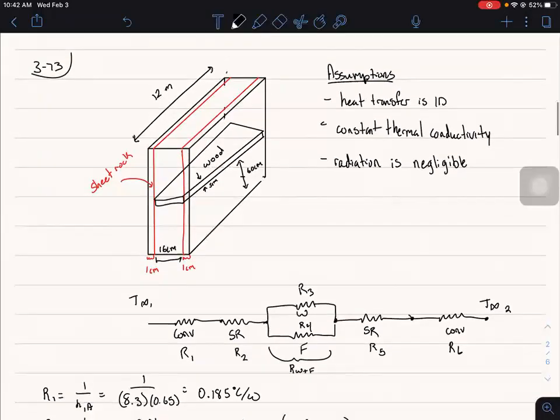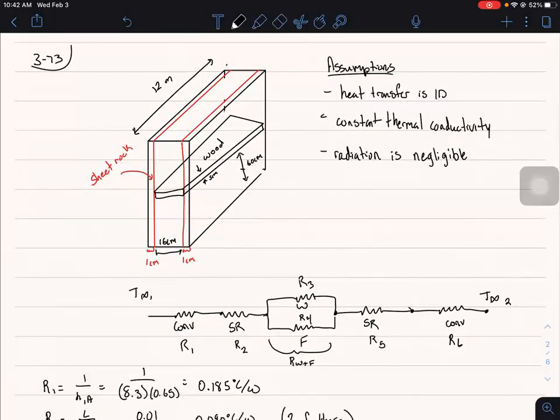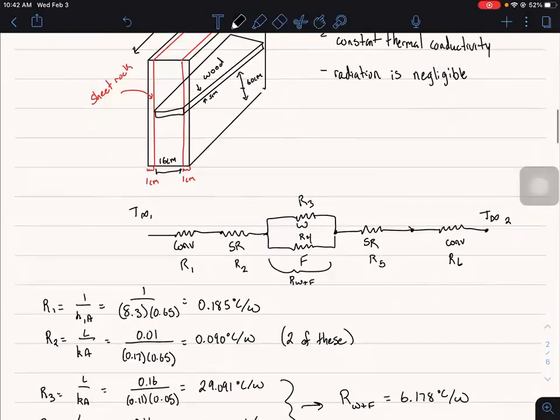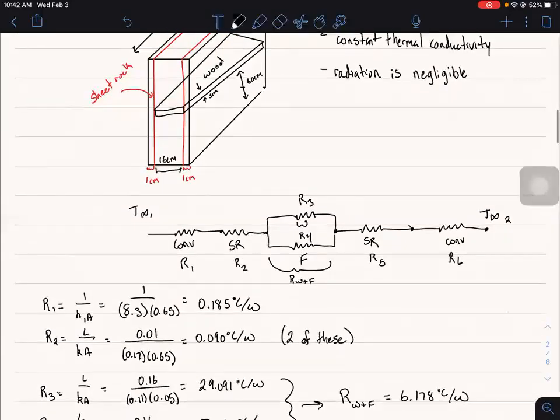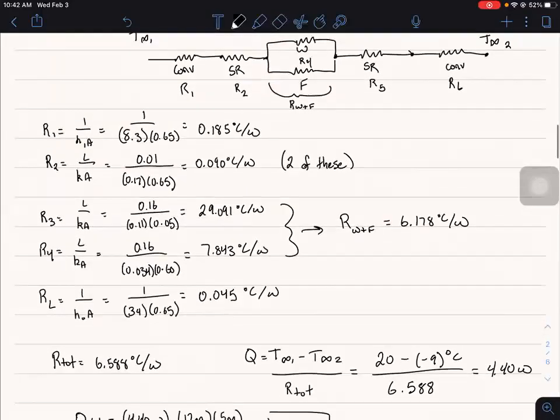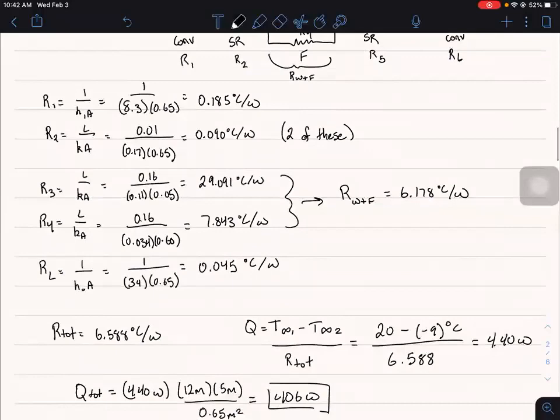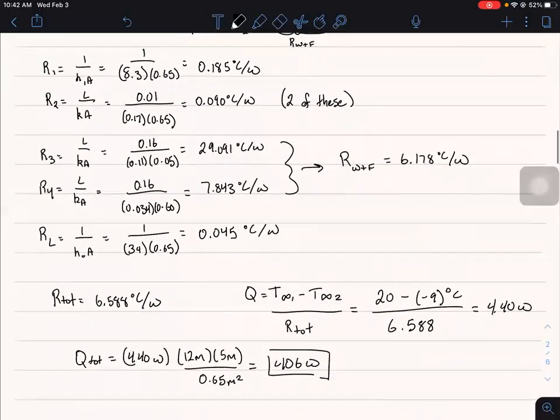And then 3-73, the weird problem. My assumptions were heat transfer is 1D, constant thermal conductivity, and radiation you can just ignore. There's my picture, there's my resistance diagram. I was able to determine that the wood and I think the fiberglass were in parallel, so therefore you would have to do the other weird relationship for resistances in parallel.